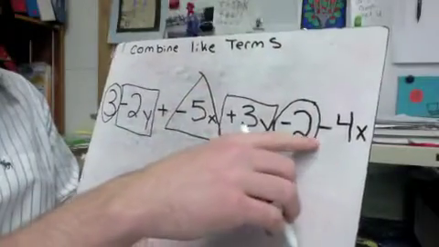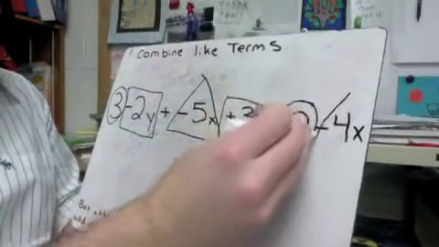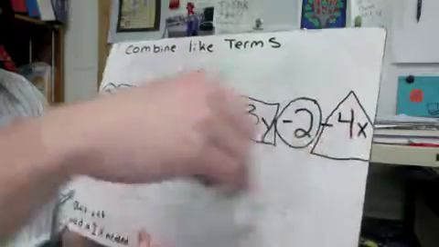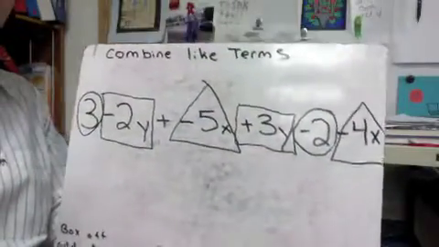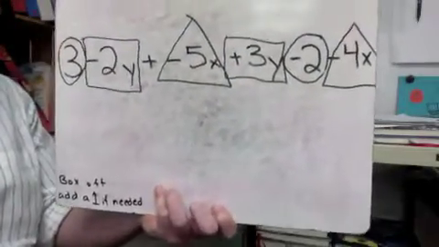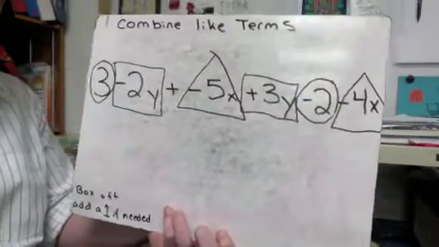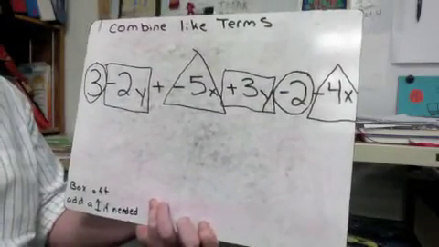And then over here I've got a minus 4x. Keep the symbol in front of it. Put a triangle there. Now I should be able to keep track of things, keep them separate, and get my answer here. Okay. So let's see here.